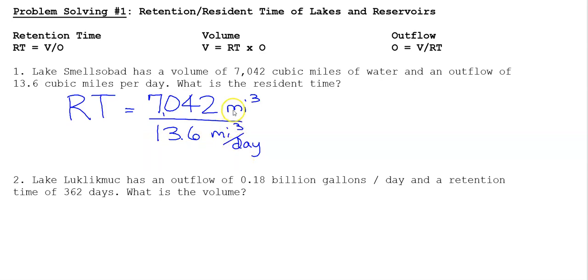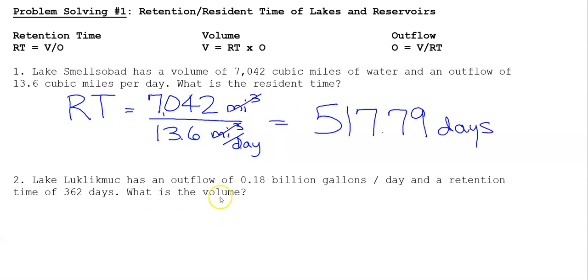Okay, and because miles cubed is in the top and the bottom of the equation, those will cancel each other out. Because you have per day in the bottom of the equation, and this is in a denominator, that will actually flip to the top, and my final unit is going to be in days. So my final answer is 517.79 days. Remember, we're going to round to two significant digits there. And what does that actually mean? Well, it means that it takes almost 518 days for all of the water in Lake Smelsabad to get completely replaced by new water. That's the resident time or the retention time of that lake.